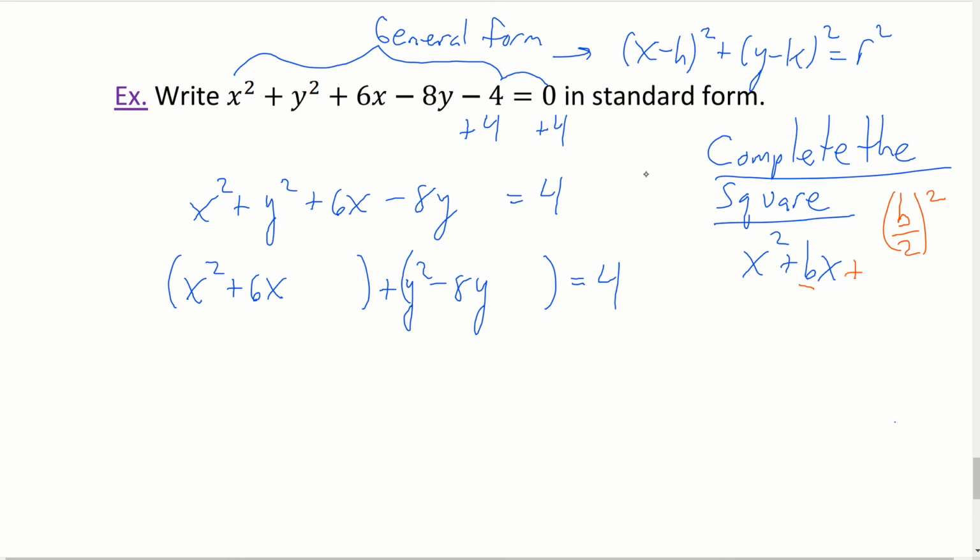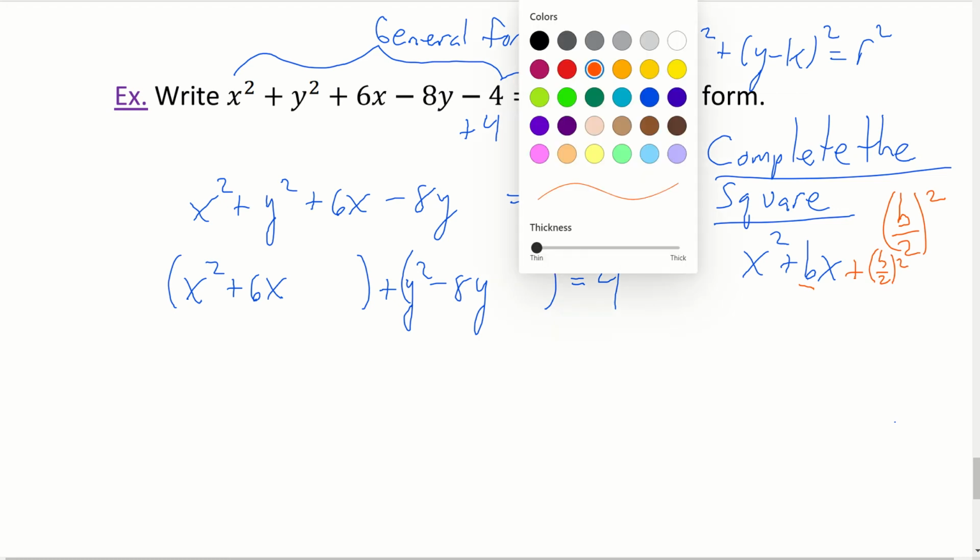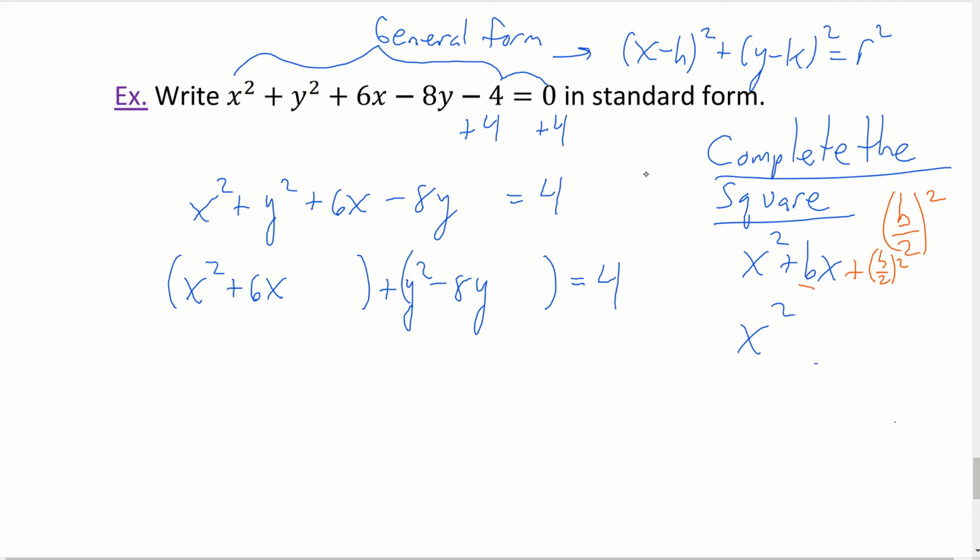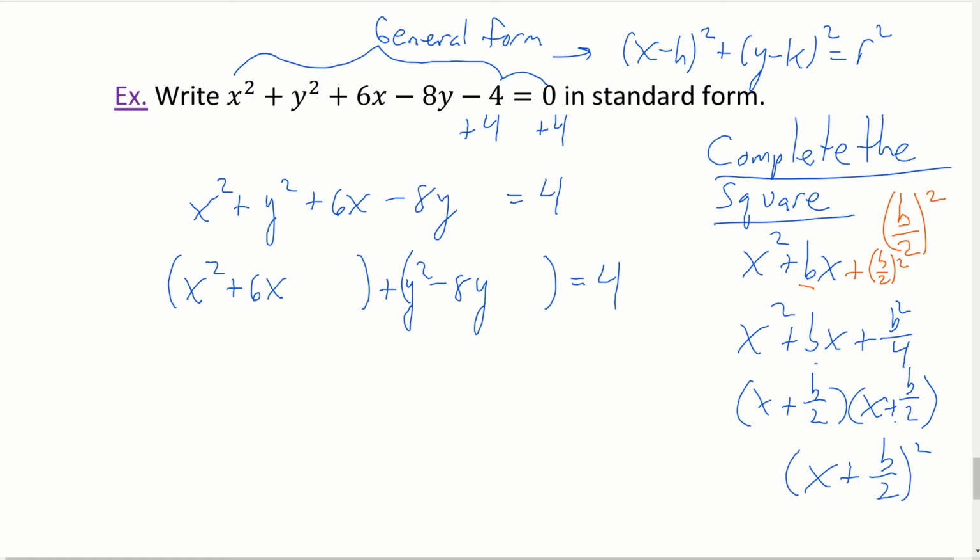So if I add b over 2 squared, here's what happens. This would give me x squared plus bx plus b squared over 4 if you want to multiply it out. And this thing actually factors as x plus b over 2 and x plus b over 2, which is a perfect square. It's x plus b over 2 squared.